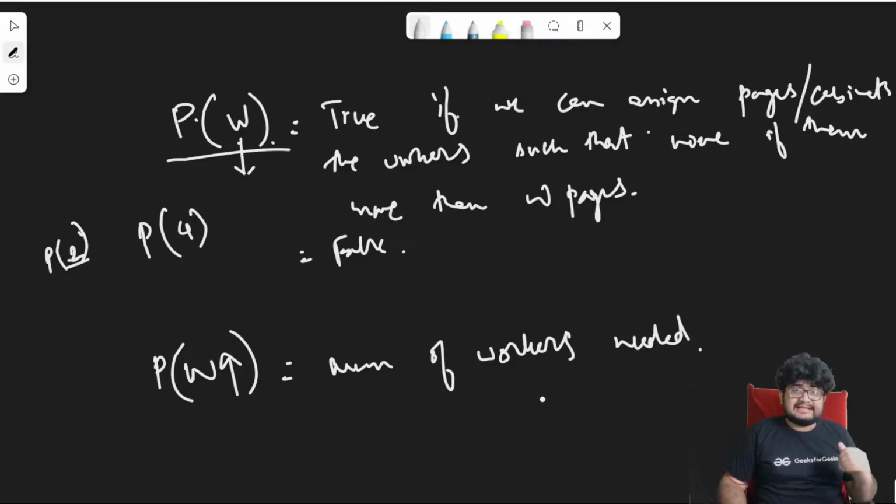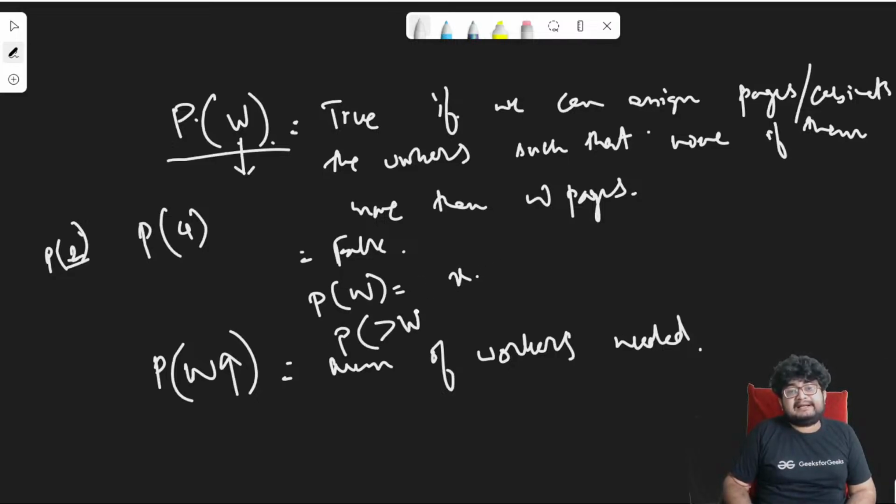When W increases, what happens to the number of workers needed? Rather, think of it like this: if P of W is equal to X, P of greater than W will be what? Can anyone tell what will be the number of workers needed? What will happen to that?